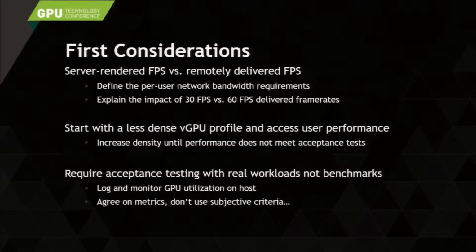So this last part is fairly critical. This is not the last slide, this is the last part of this slide. You need to have acceptance testing that uses real workloads, not benchmarks. And I'll show a little bit later what I mean, the difference between that. So you're going to need to log and monitor GPU utilization on the host and agree to the metrics, so you can define that if this is achieved, then the POC is a success, and you can move towards doing a trial or deployment.